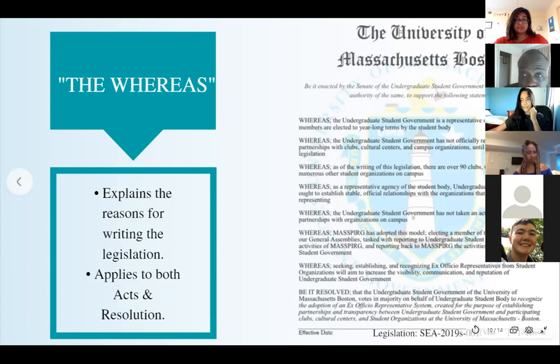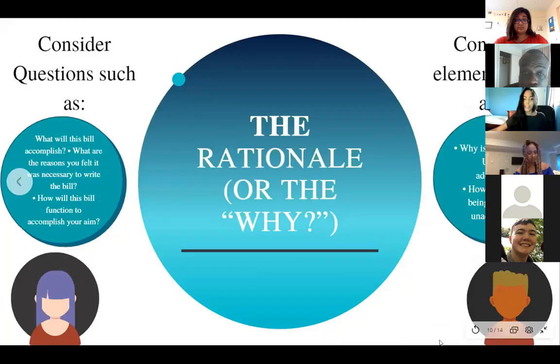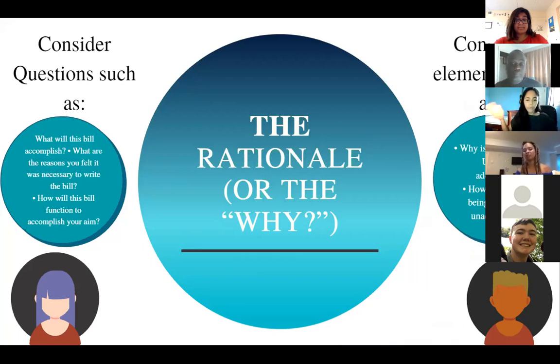So next we have the rationale. This section is the why, and it's a little bit different from the section we studied before because it's like the driving motor behind the legislation. It's the big why, like the big reason. So this in action will be under the whereas most of the time, and you will just say this legislation will accomplish this. This is the big impact that this legislation is going to have.